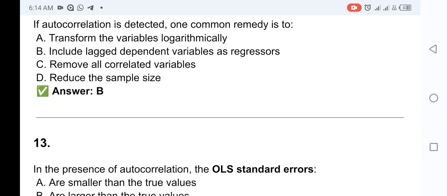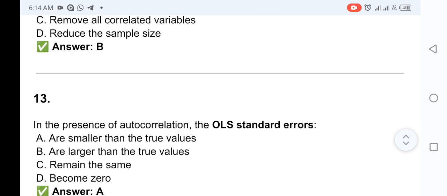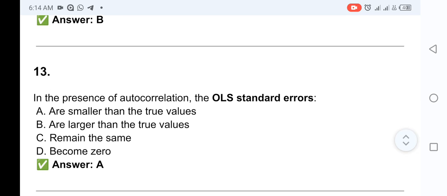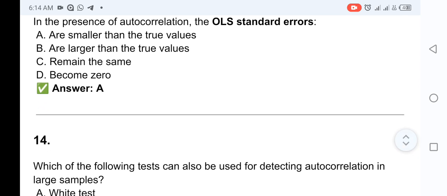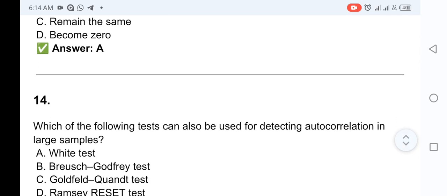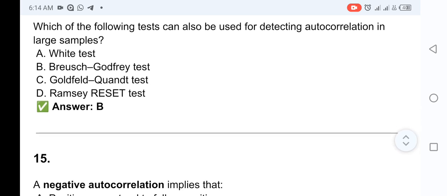Answer B. 13. In the presence of autocorrelation, the OLS standard errors A. Are smaller than the true values. B. Are larger than the true values. C. Remain the same. D. Become 0. Answer A. 14. Which of the following tests can also be used for detecting autocorrelation in large samples? A. White test. B. Breusch-Godfrey test. C. Goldfeld-Quandt test. D. Ramsey RESET test. Answer B.